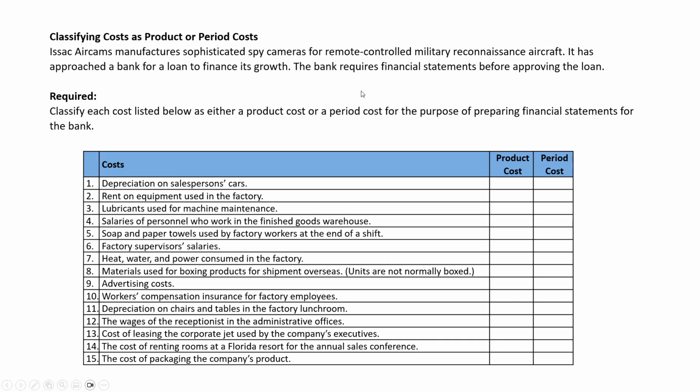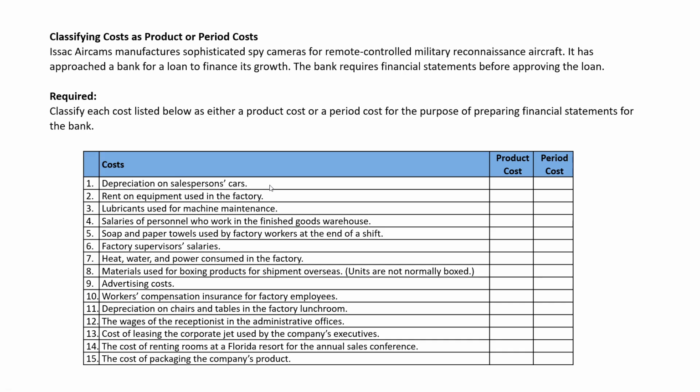We're going to look at a company that manufactures sophisticated spy cameras. And so we have a bunch of different examples of cost, and let's try to distinguish between product or period costs. Depreciation on the salesperson's cars.